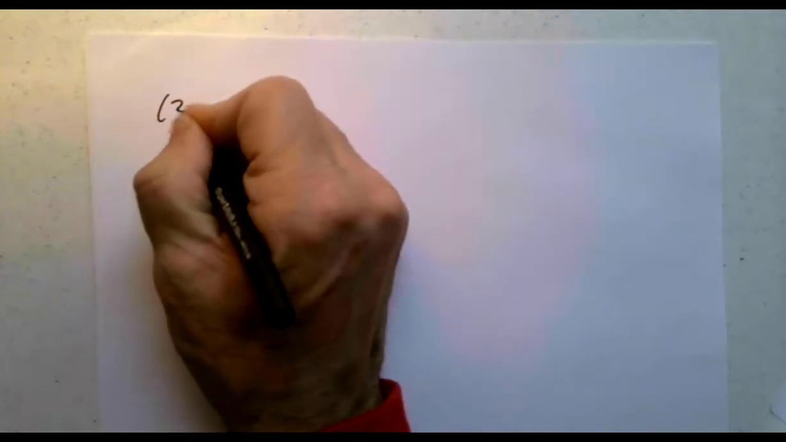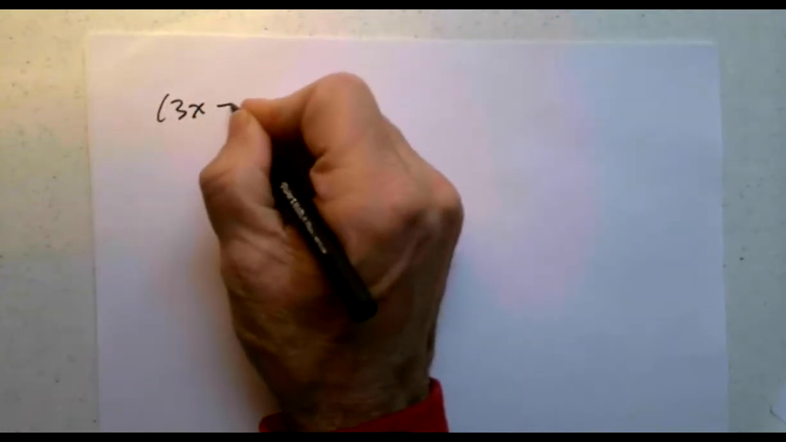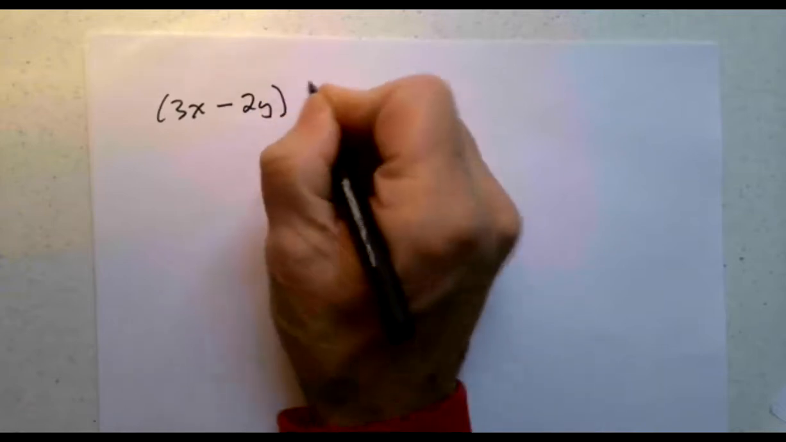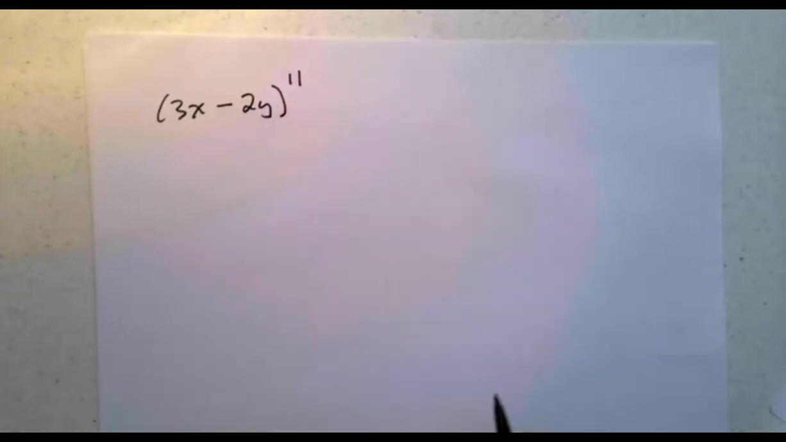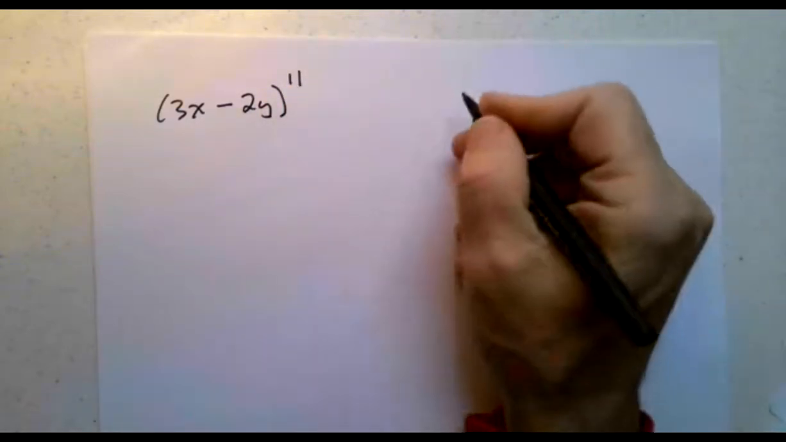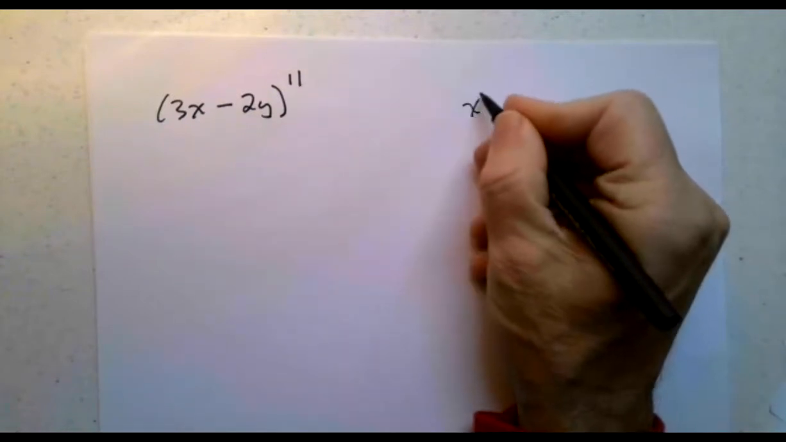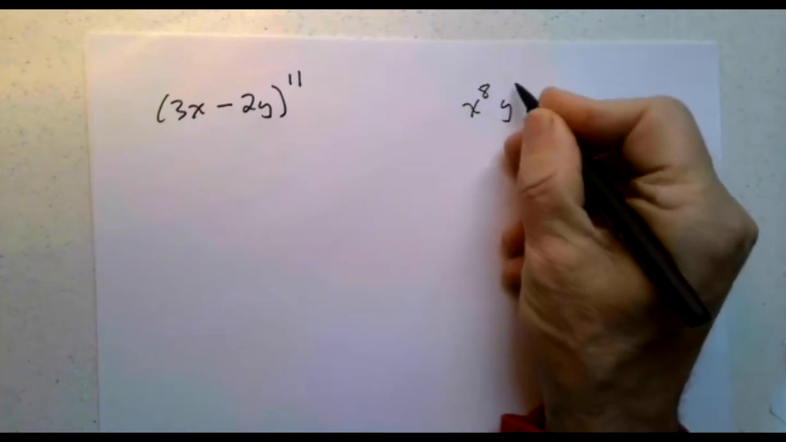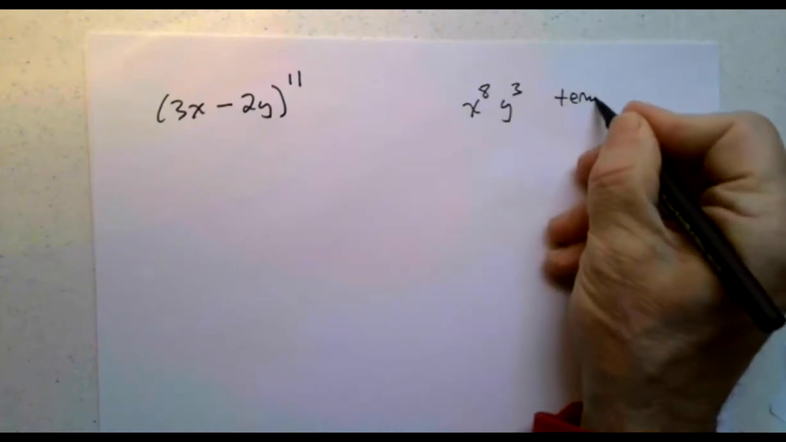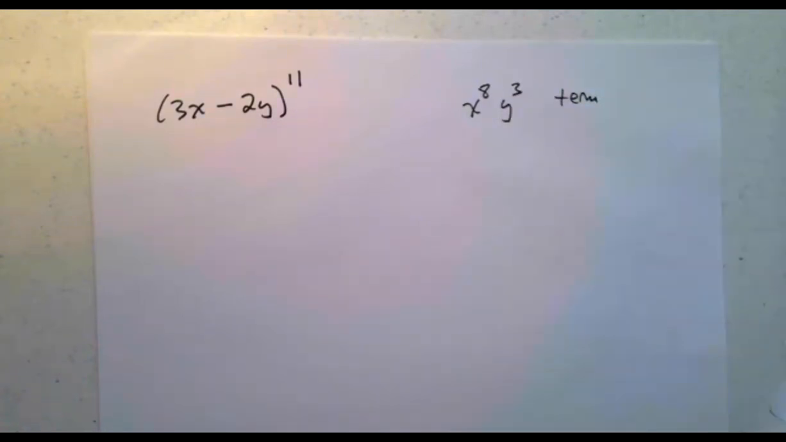Let's just do one more in this vein, and we'll make the numbers ridiculous, like 3x minus 2y to the 11th. And let's say we want to know, remember the exponents have to add up to 11, so how about the x to the 8th, y to the 3rd term? We want to find that coefficient, okay?